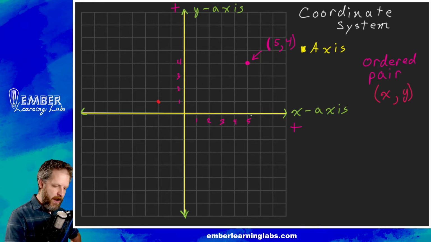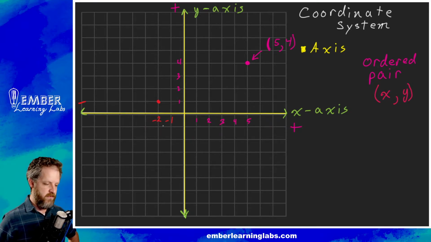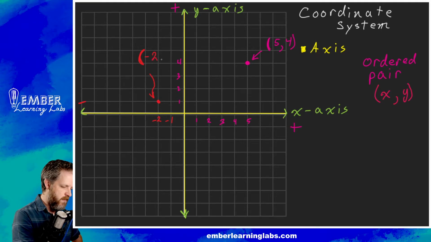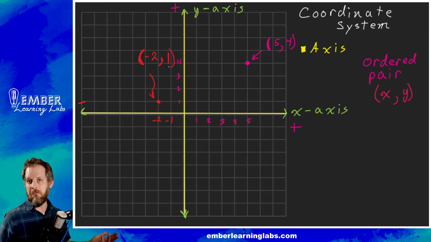If this is the positive x-axis going to the right, then the negative x-axis is going to the left. So we went -1, -2. This point right here is the point -2, so we went back 2 to the left, comma, now we put the y part. We went up 1 point. So -2, 1. That's easy peasy.